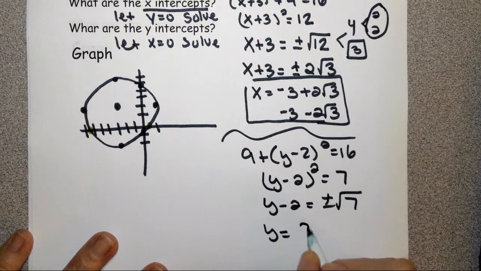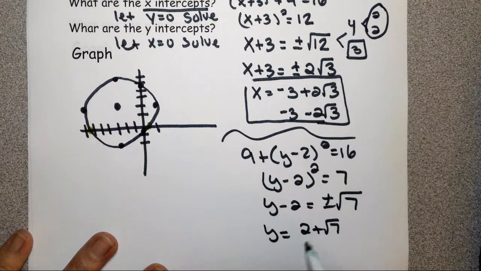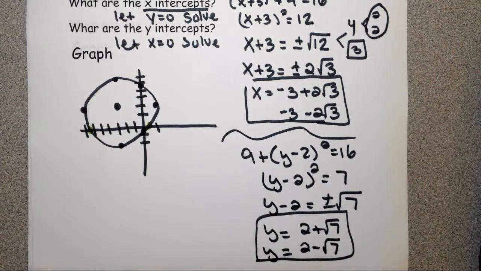Move the 2. So I'm going to get 2 plus the square root of 7, which is probably this number way up here. And then I'm going to get 2 minus the square root of 7, which must be that number down there. So I have 2 x-intercepts and I have 2 y-intercepts, and there's my graph.